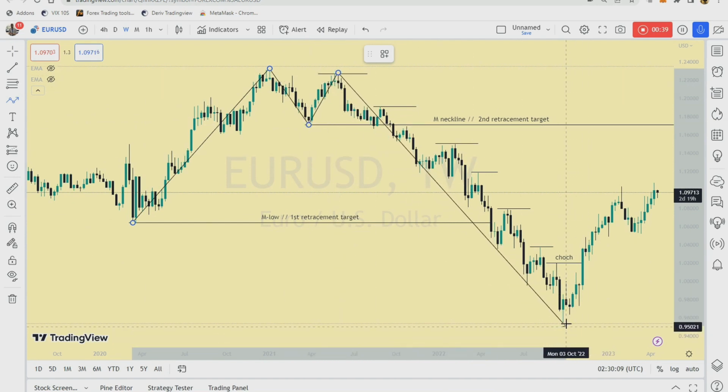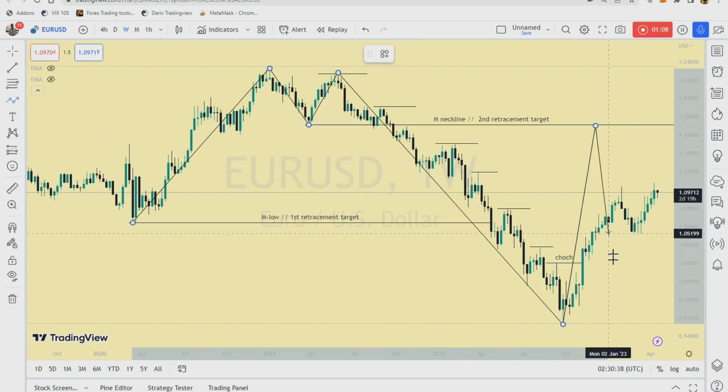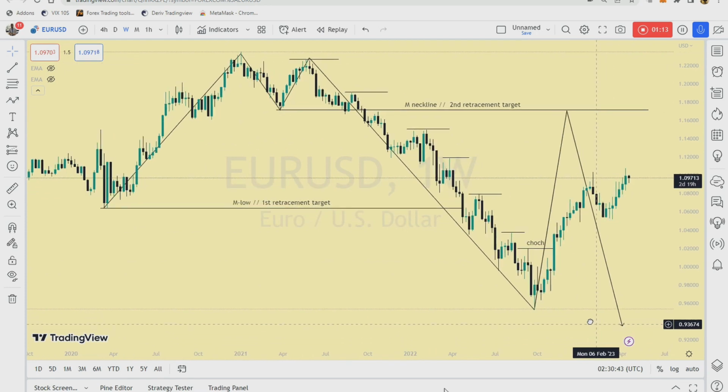And I always say, anytime you see an overextended M pattern, you should expect two things. The first one is a retracement to the low of the M, which we have already accomplished. And the second one is a deeper retracement to the neckline of the M, which the market looks like it's currently trading to. So when you see an overextended M, these are the two things you should expect the market to do before a further continuation to the main direction the market has created.